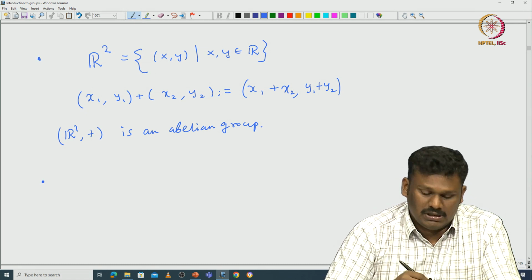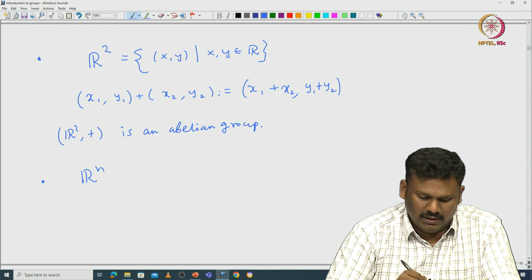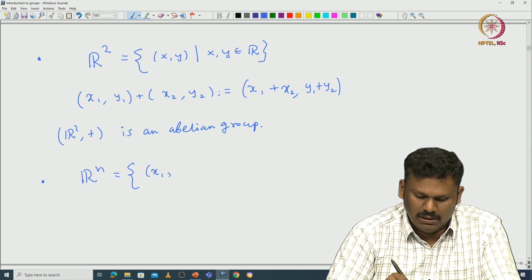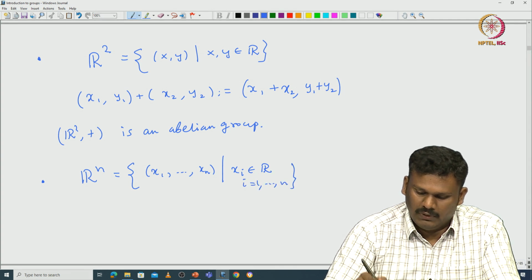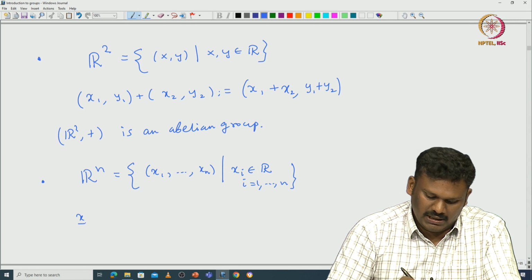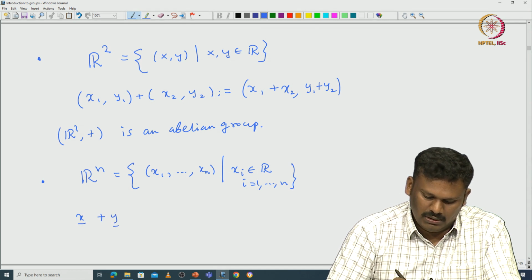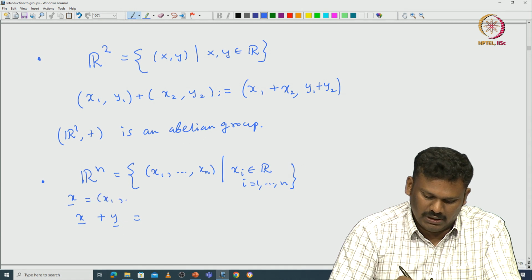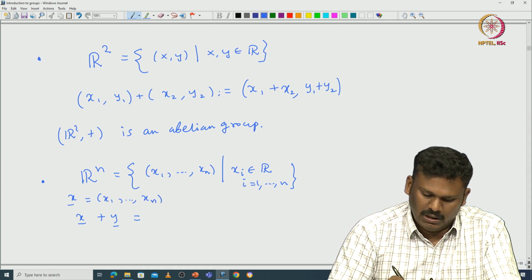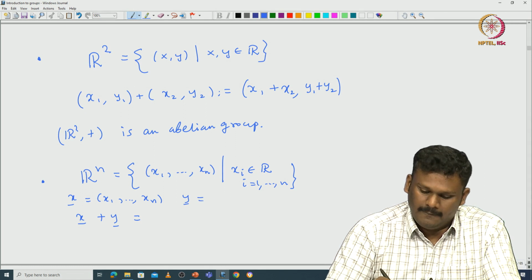Now, very similar to this, you can also define Rn, which is the set of all n-tuples (x1, ..., xn), where all these xi are coming from R, where i ranges from 1 to n. Again, if you take x bar and y bar, where x bar is given by x1, ..., xn, and y bar is given to be y1, ..., yn.